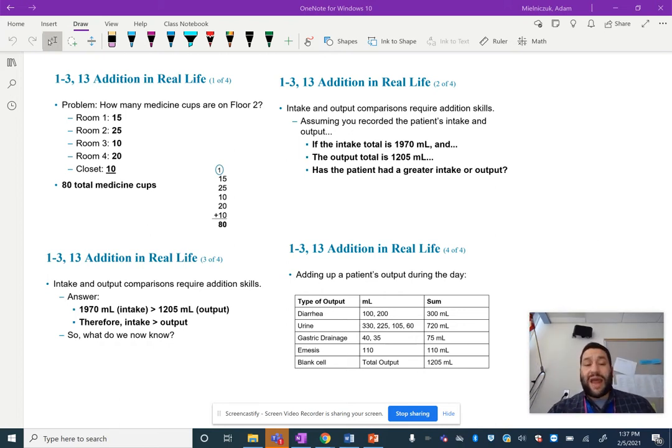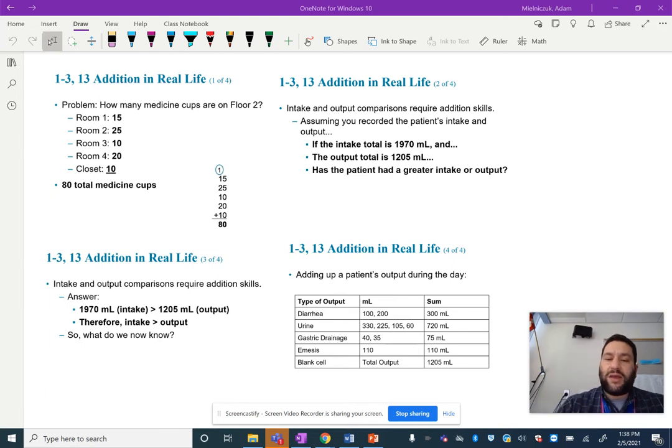So what do we need to know now? Or what do we now know? We now know that the person coming into this treatment had more milliliters of whatever we're looking at than they did when they left. Adding up a patient's output during the day is another example.